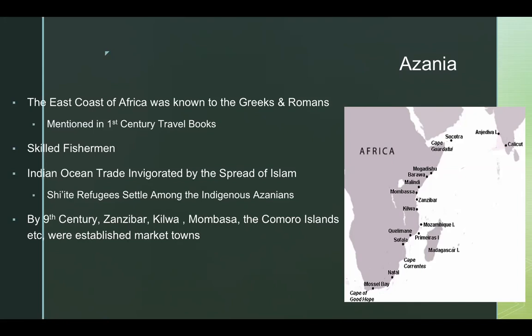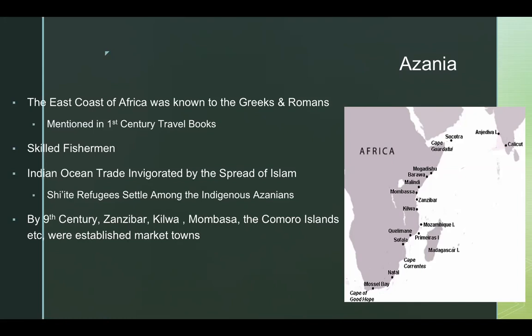But the Shiite refugees and the other groups I just spoke about settle there and begin to intermarry. And such that by the ninth century AD, there's developed a succession of very important eastern coastal cities that are established market towns, including Zanzibar over here, Kilwa, Mombasa to the north of Zanzibar, the Comoro Islands, which are around here but are not pictured in the map for some reason, in this particular map. So several prominent towns developed by the 9th century. So that's in the 800s, right? And this will only increase as we go further.